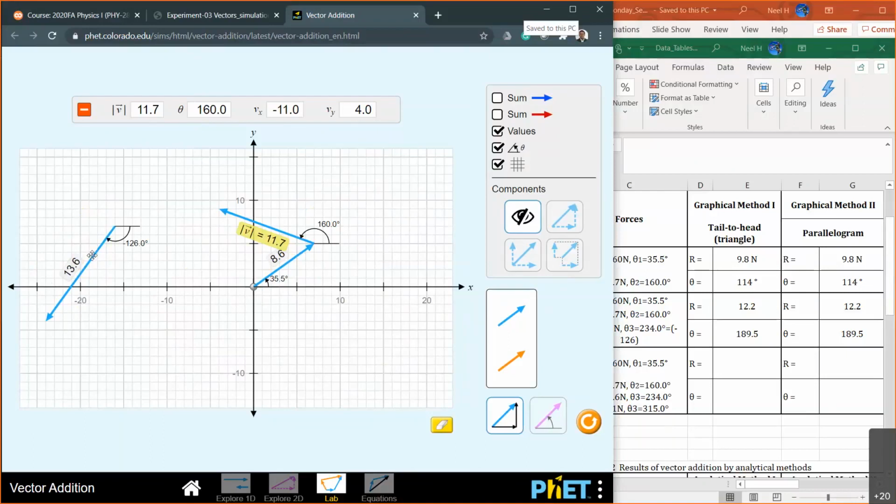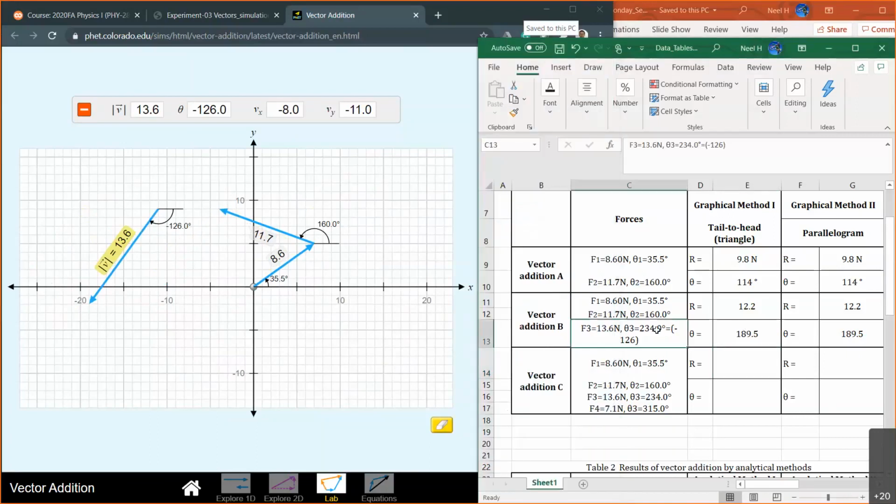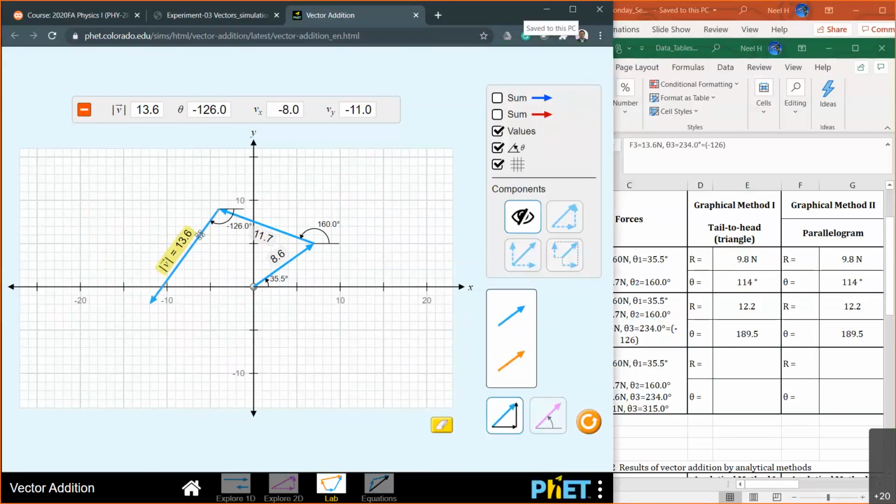All right, now the third vector should start at the end of the second, and then it should be 126 negative. Remember, we figured that out earlier. The third vector can be represented by either positive 234 or negative 126. So this is the third vector, 13.6, negative 126.